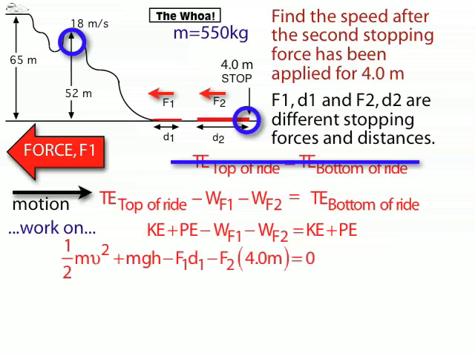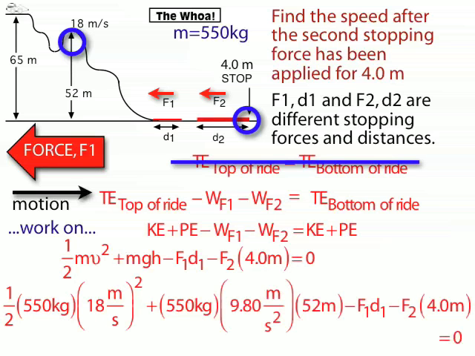Well, if I start looking at it, I've got 1/2 mv squared plus mgh minus the work of F1, which is F1 d1, minus the work of F2 times 4 meters. Now at the bottom of the ride, I don't have any motion, so there's no kinetic energy. I've come to a stop after 4 meters according to the picture's description, and I don't have any height. So that's also 0. So that's why the 0 is on the right-hand side.